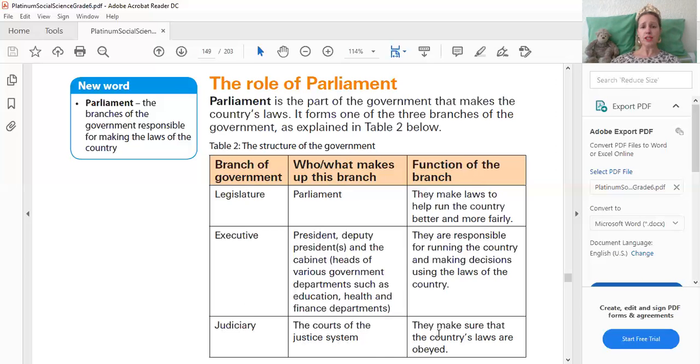And what is their job? As you've seen on many TV shows and in movies with lawyers and law and courts, they make sure the country's laws are obeyed. All right.